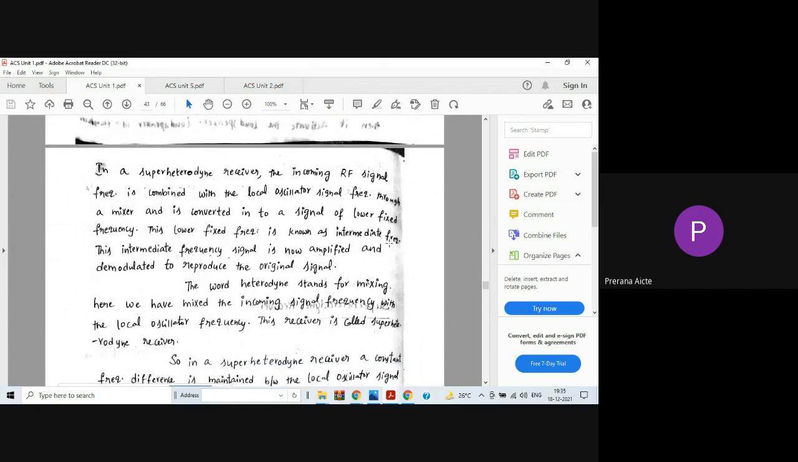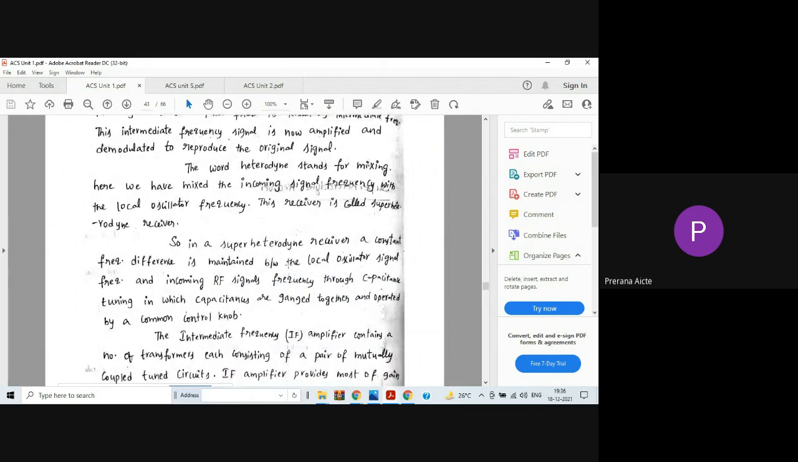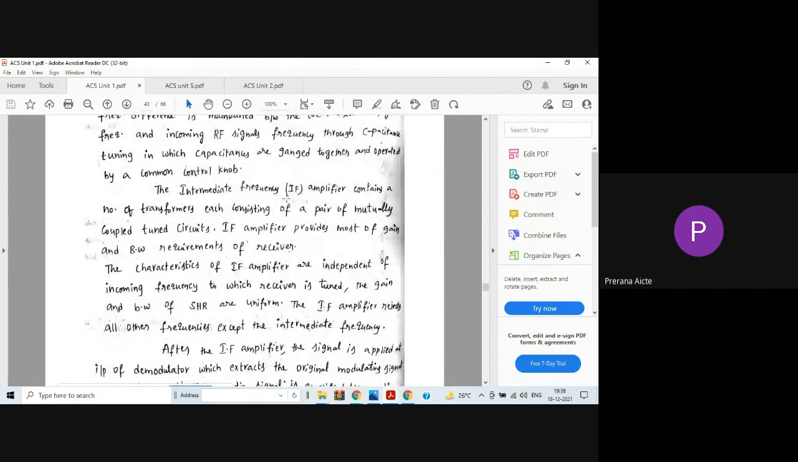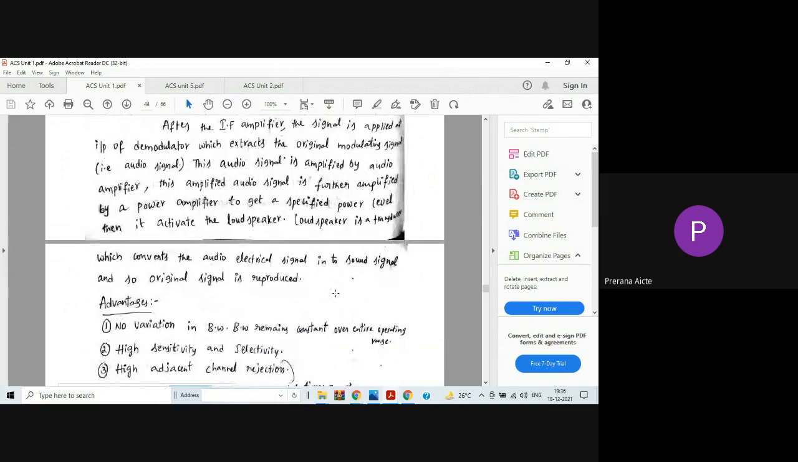See here, the incoming signal is combined with the local oscillator frequency through a mixer and converted to a signal of lower frequency, called the intermediate frequency, which is amplified and demodulated in order to produce the original signal. We said the intermediate frequency amplifier contains a number of transformers. It provides most of the gain, and after the IF amplifier, the signal is applied at the input of the demodulator, which will extract the original message signal. This is the explanation part.